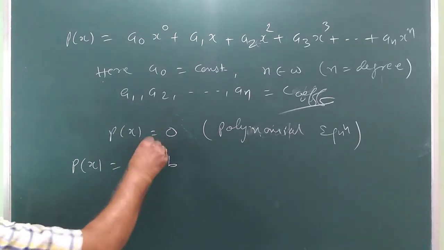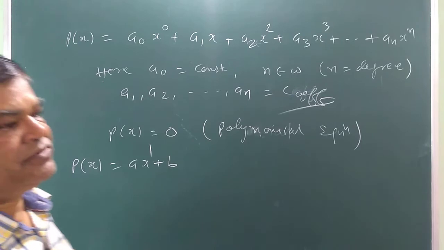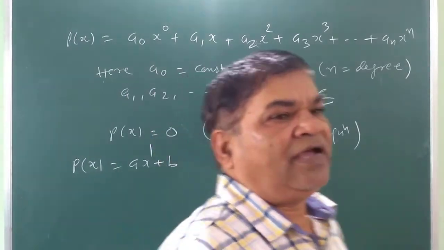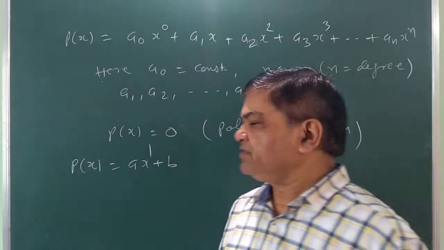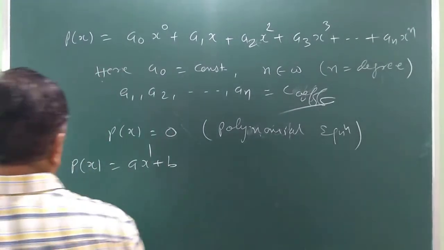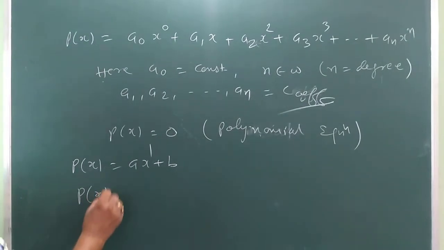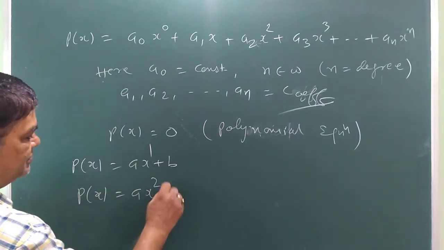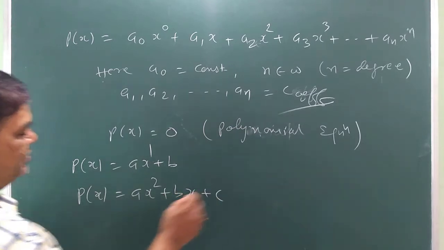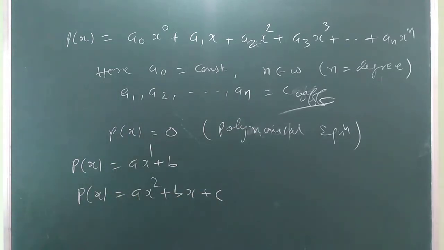Here the degree of x is 1. So this is the polynomial, and this polynomial is called a linear polynomial. And another like this one, this is ax square plus bx plus c. This is the polynomial having degree 2. So this polynomial is called a quadratic polynomial.